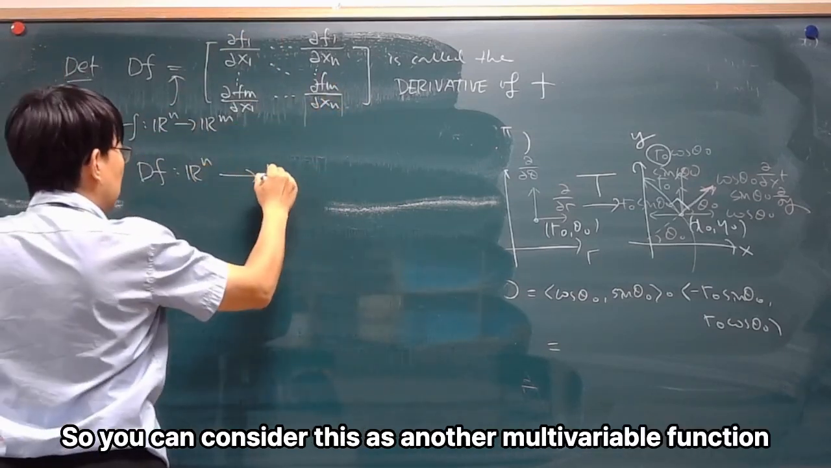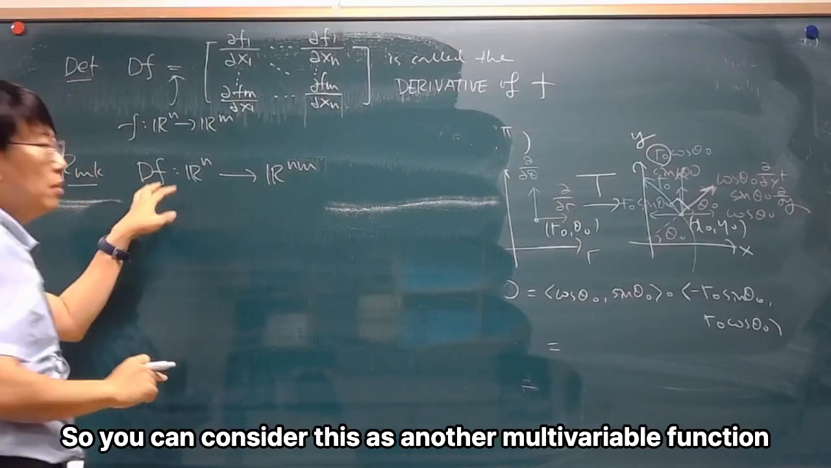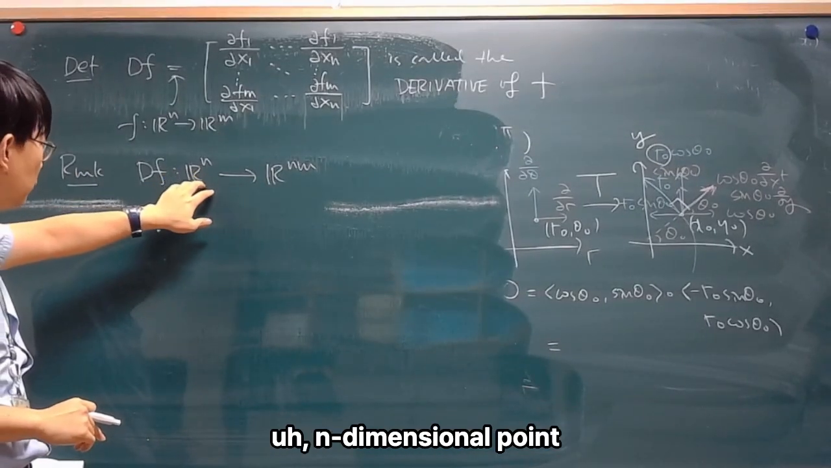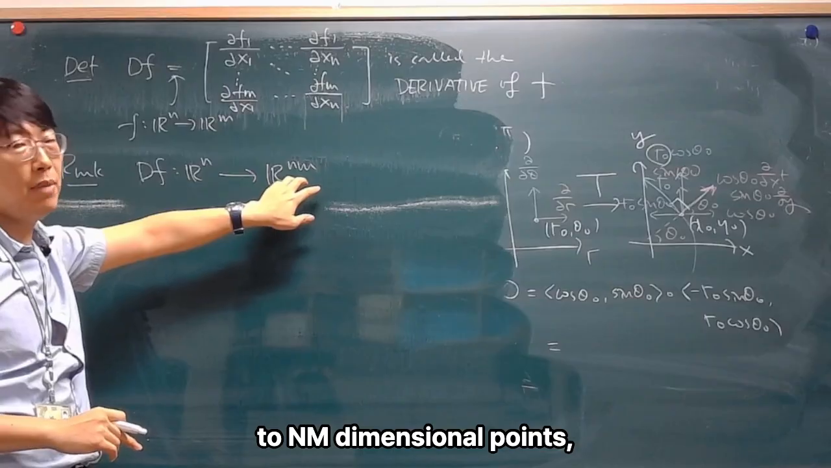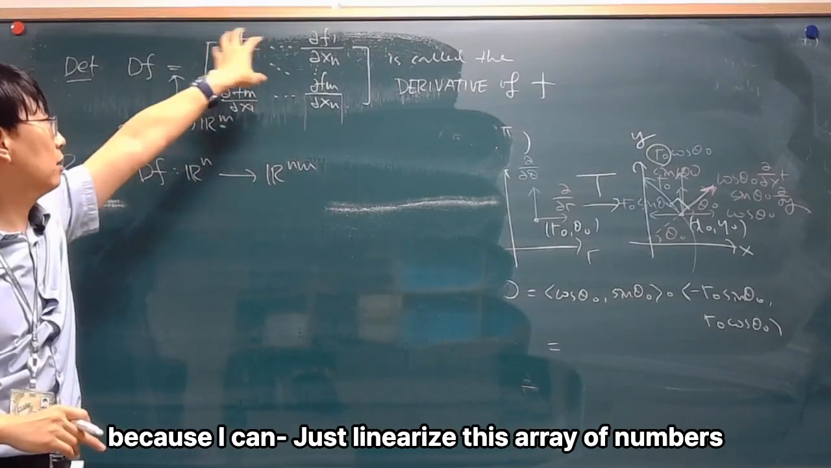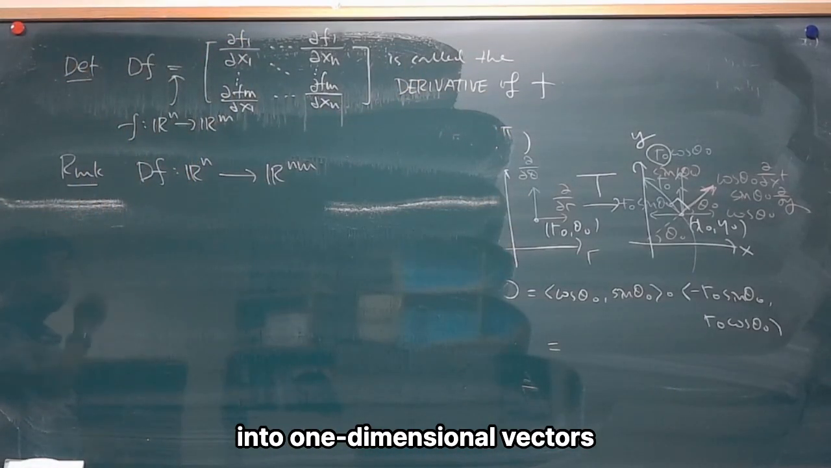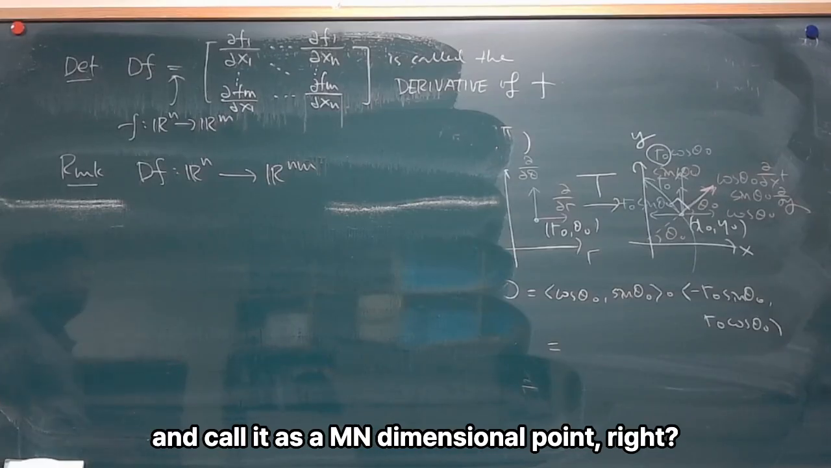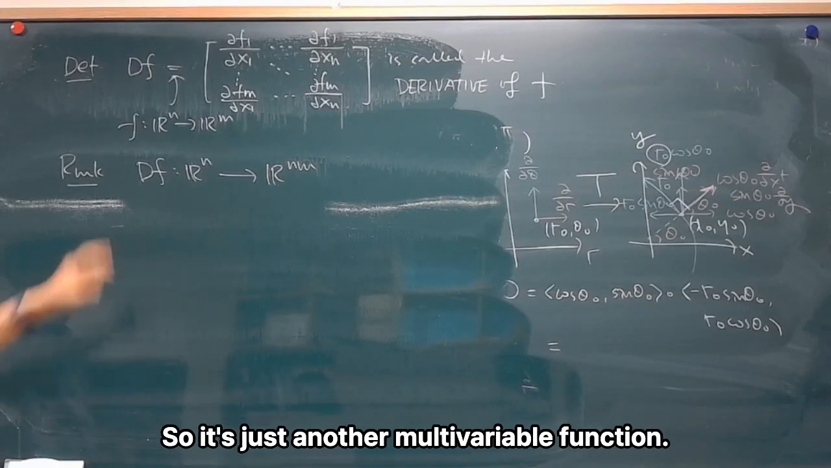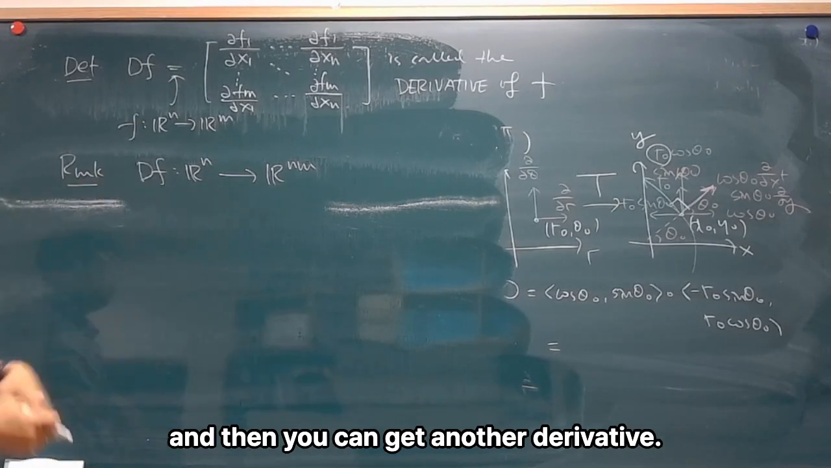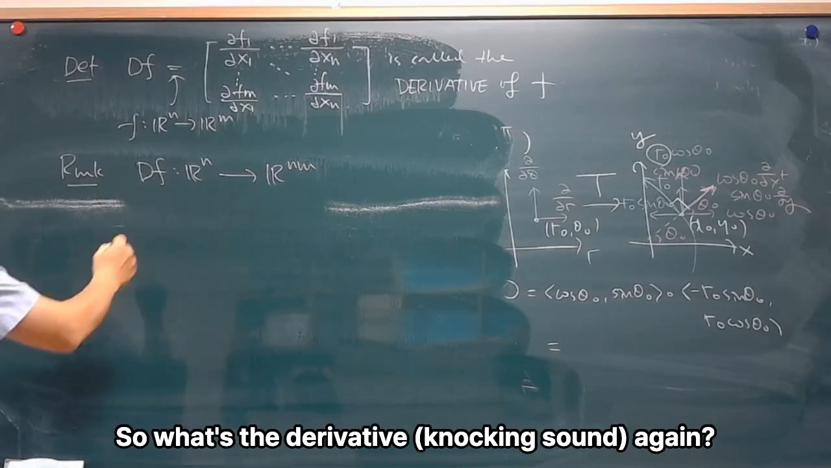So you can consider this as another multivariable function that sends an n-dimensional point to an nm-dimensional point, because I can just linearize this array of numbers into a one-dimensional vector. So it's just another multivariable function. Once you have this function, you can just replace the name, and then you can get another derivative. So what's the derivative?